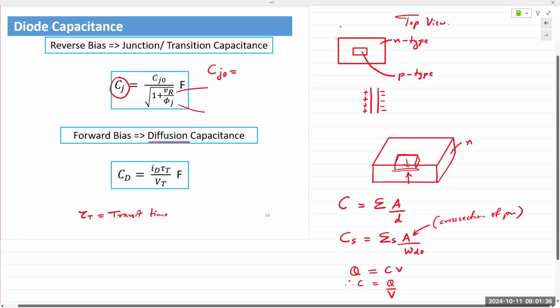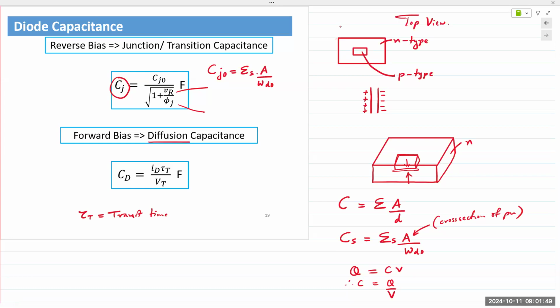Anyway, so C_J0 is basically what I wrote out here on the right, epsilon S times A over W_D0. Okay. Your book rearranges the terms a little bit differently, but it's the exact same equation. But I hope the physical concept makes sense.